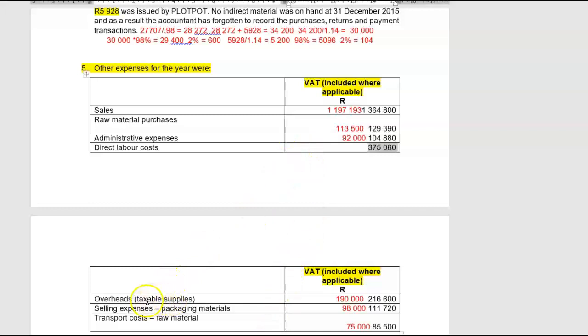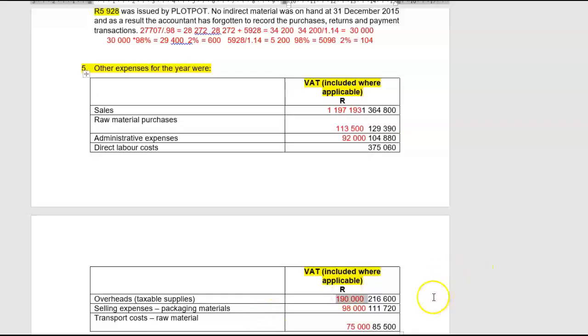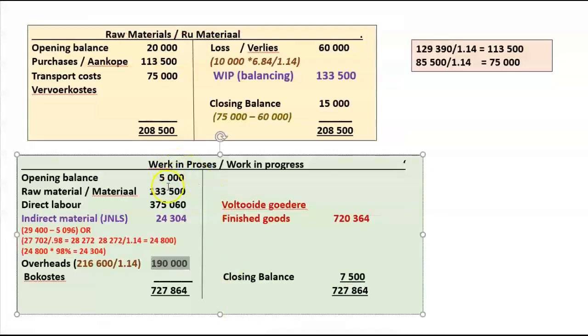Then overheads, and they've told us it's all taxable supplies, it means all subject to VAT, so there's the amount we've worked out, 190,000. And here it is, overhead cost, 190,000. Selling expenses, that's a normal operating expense. Transport costs we've already dealt with. So if we go back to our work in progress accounts, don't forget about our indirect materials. Indirect materials we still have to account for.